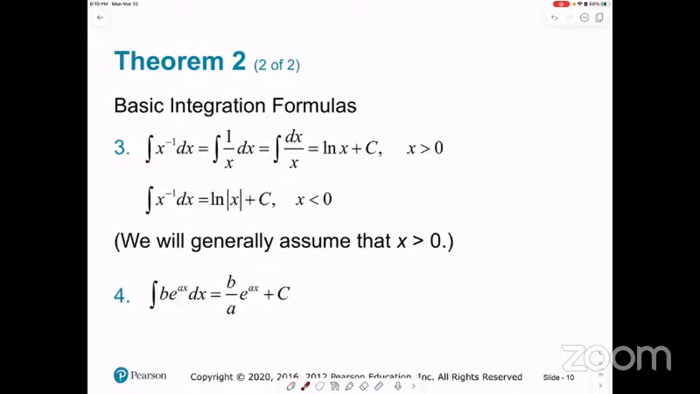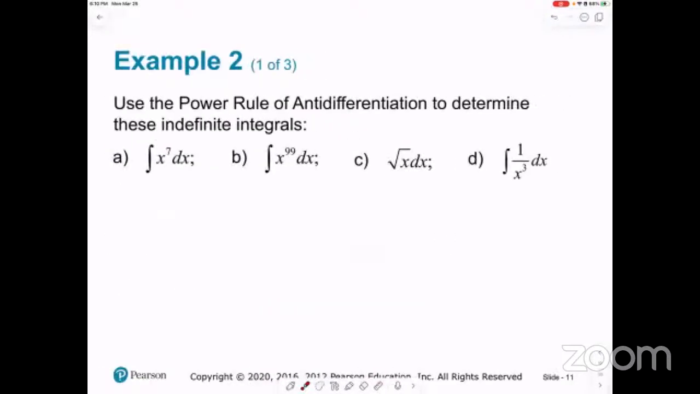Okay? All right. So use the power rule of antidifferentiation to determine these indefinite integrals. Okay? I think we got this. So then x to the power of 7, what are we doing? Adding 1 to the power, right? And dividing by that new power. So it should be x to the power of 8 over 8 plus some constant. And then just check by taking the derivative.